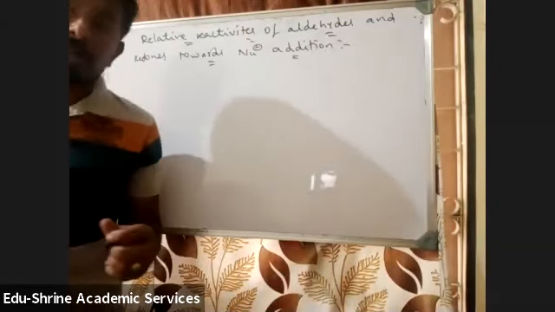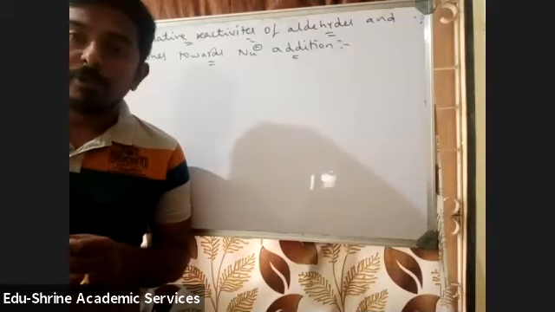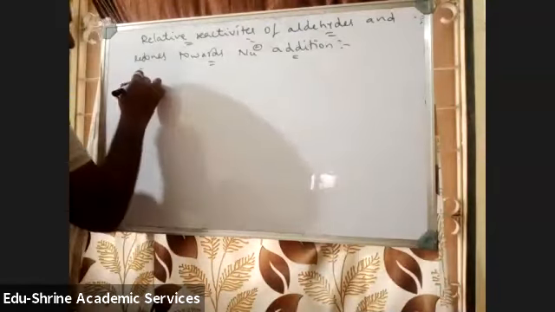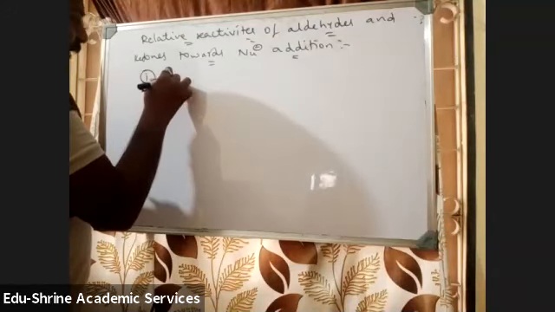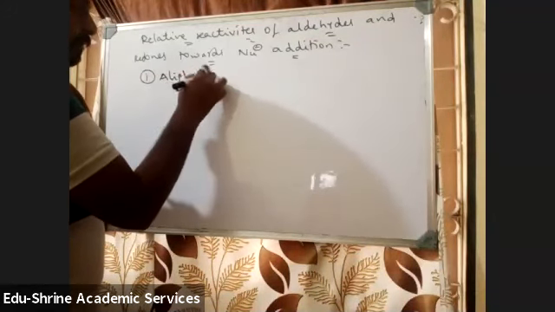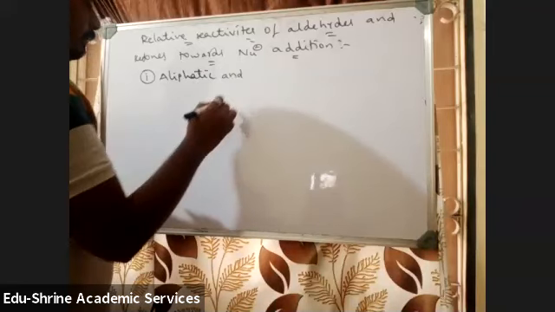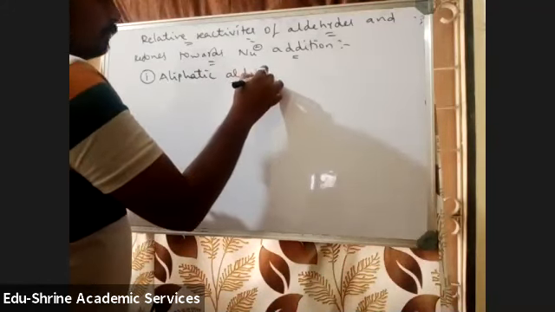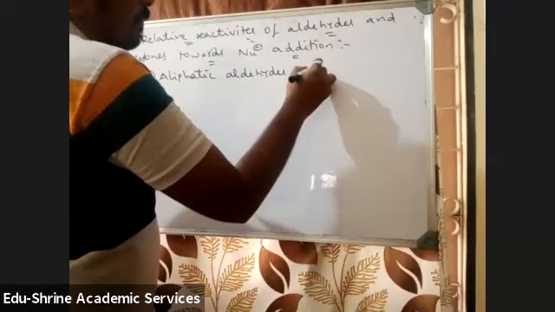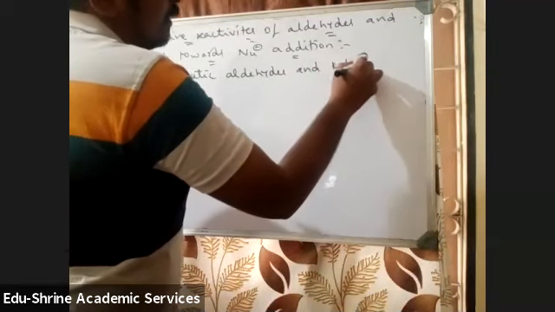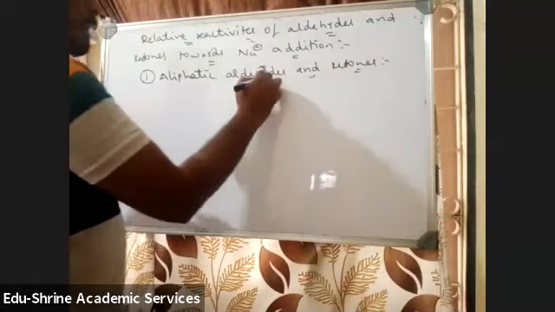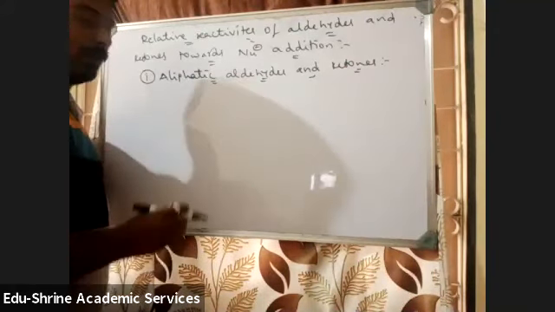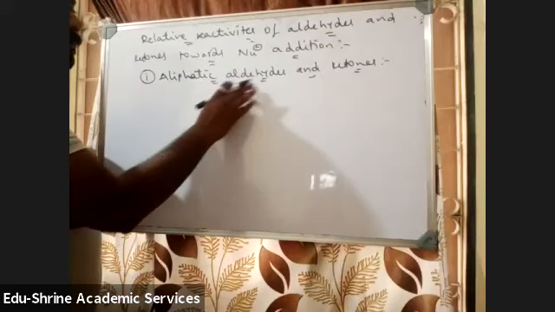Relative reactivities of aldehydes and ketones towards nucleophilic addition, right? So let us make it into two parts. First one is aliphatic aldehydes and ketones. So here, what factors will be affecting?